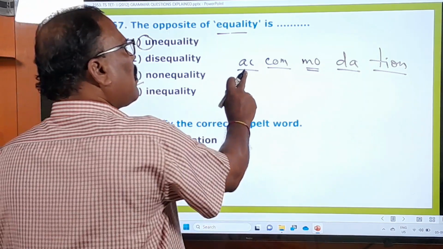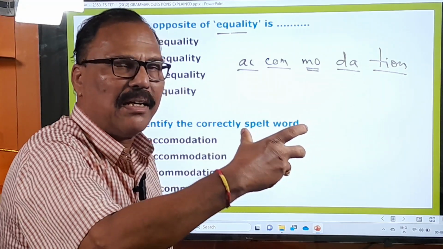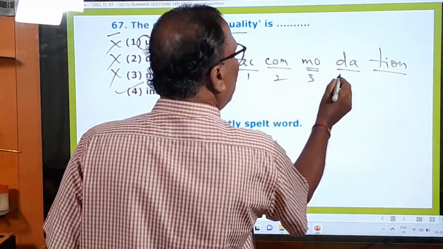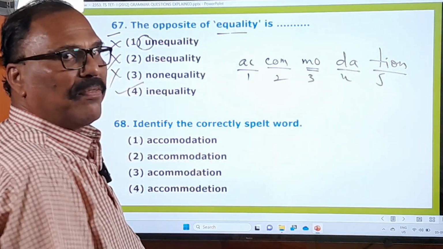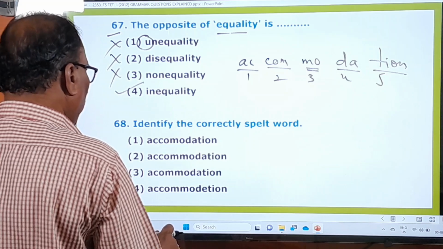Now, for accommodation, you must be able to pronounce the word correctly. Then you can cut the word into syllables. How many syllables are there? 1, 2, 3, 4, 5. Five syllables are there in this word. And when you bring them together, what is the right one here?